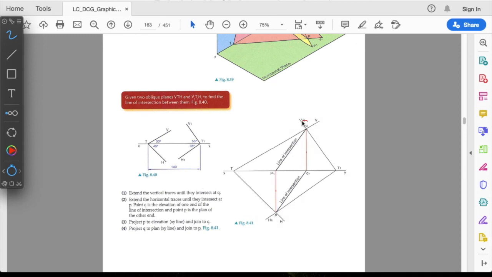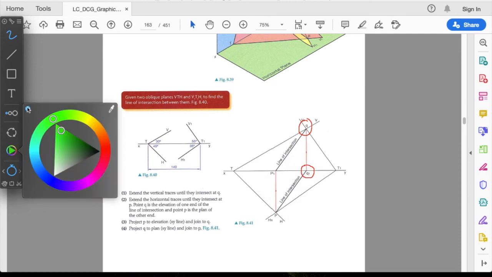So you get Q here in the elevation. We know that Q is on the vertical traces, which means it has to be on the vertical plane, and we see the vertical plane as the XY line in the plan. So if I bring Q straight down, I find Q in my plan by bringing it to the XY line, because again, we know that Q is on the vertical plane.